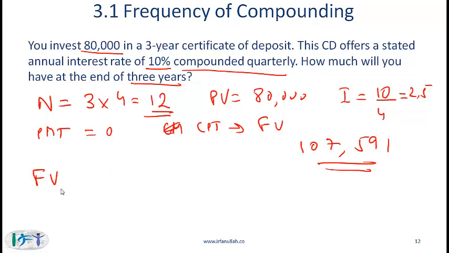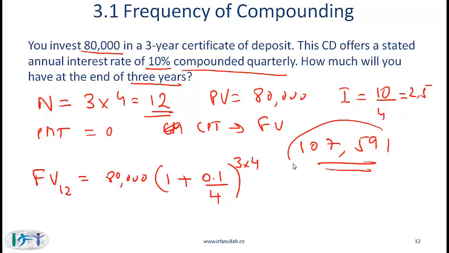You could also solve this problem using the formula, and the way you think of that is as follows. Your future value at the end of 12 periods, remember 3 years means 12 periods in this example, is equal to the present value, which is 80,000, into 1 plus the interest rate. Now the interest rate has to be the interest rate per period, which is 0.1, that's the 10%, divided by 4, because we have 4 periods in a year, and then raised to the power of the number of periods, which is 3 years multiplied by 4 periods per year. And when you do this calculation, you should get the same answer.